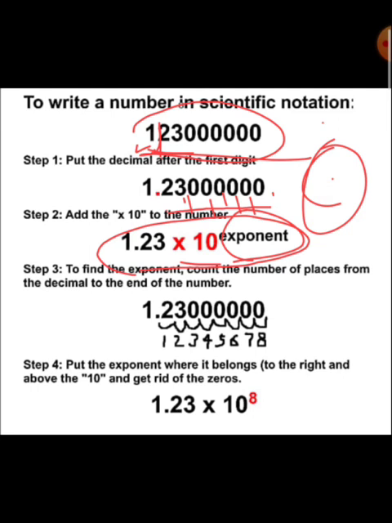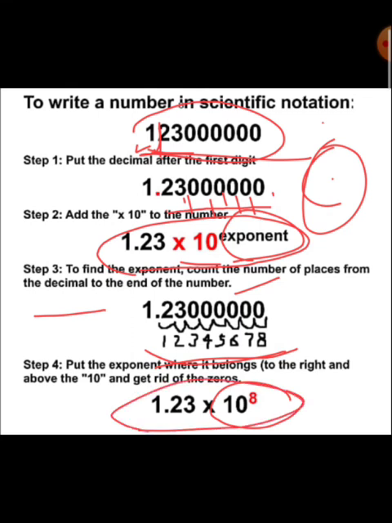Step 3, to find the exponent, count the number of places from the decimal to the end of the number. How many numbers are after the decimal to the end of the number? 8 numbers. So 8 will be the power of 10. Then we can write 1.23 multiplied by 10 power 8, and this is scientific notation.